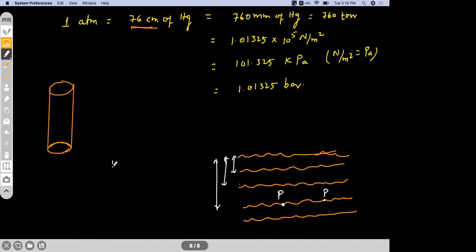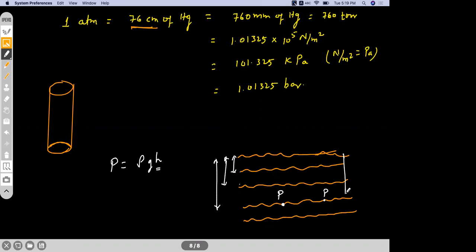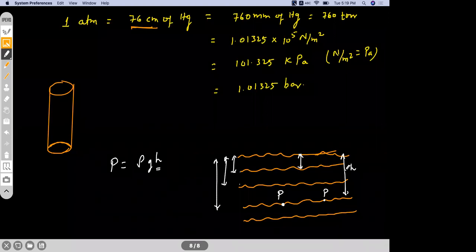Because we know the pressure because of the liquid is equal to rho g h, where h is the height. Here the height is from the surface to this point. Similarly, at this height, the pressure will have some value, but this value is obviously lower than this one because the height is more over here. Rho is the same, it is the density of the liquid.